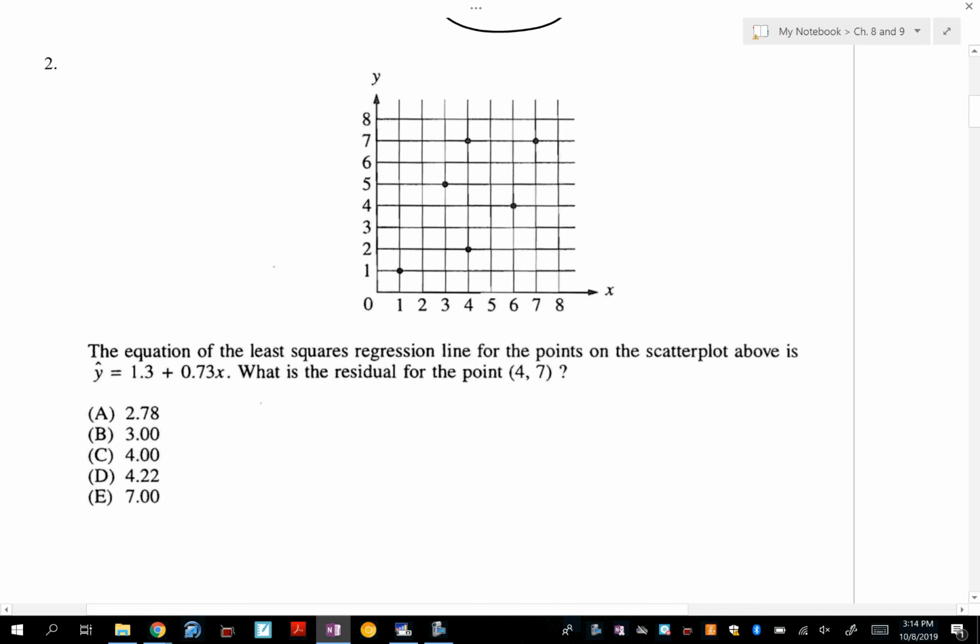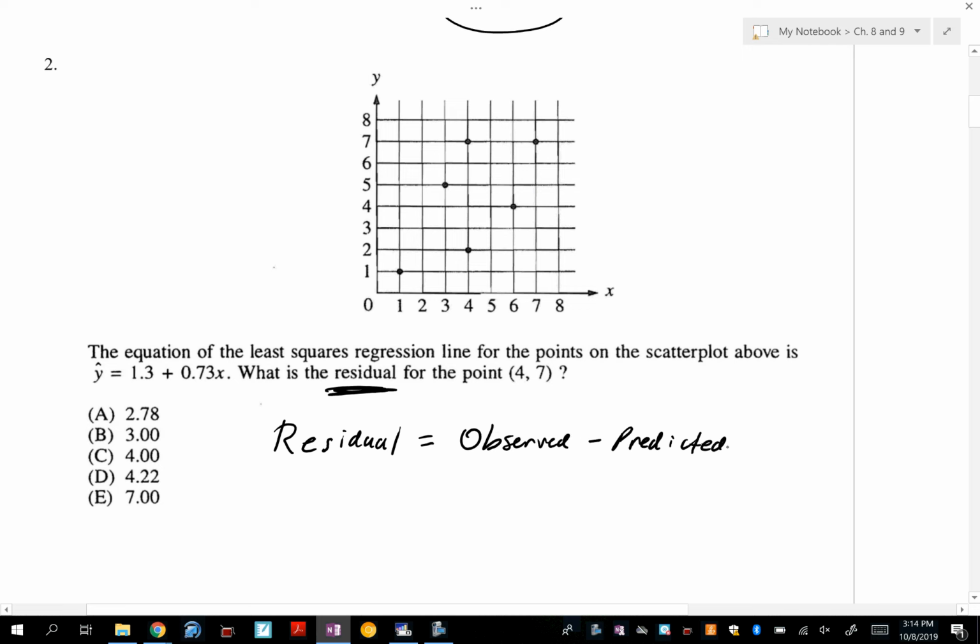Number 2. It gives us the scatter plot. I know it's kind of hard to see the dots up here. And it gives us the equation for the regression line. And it asks about a residual. So immediately when I say residual, your brain should be thinking residual equals observed minus predicted. And you want to commit that to memory right now. If you want to use symbols, it's y minus y hat.